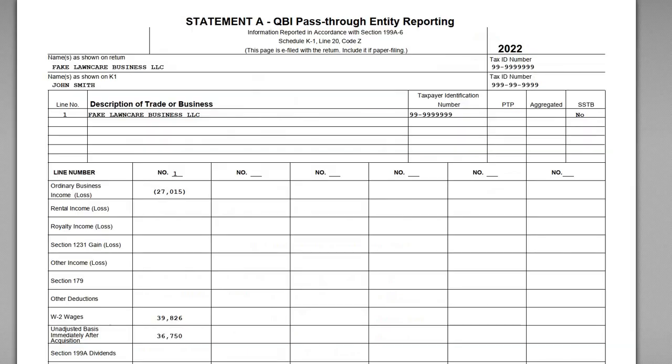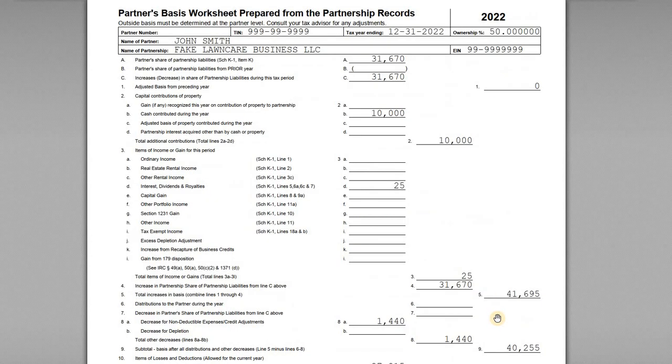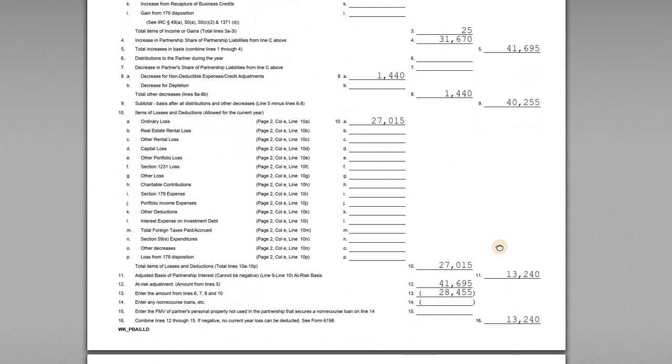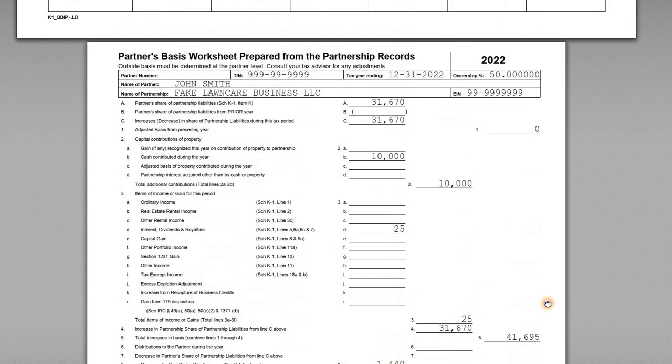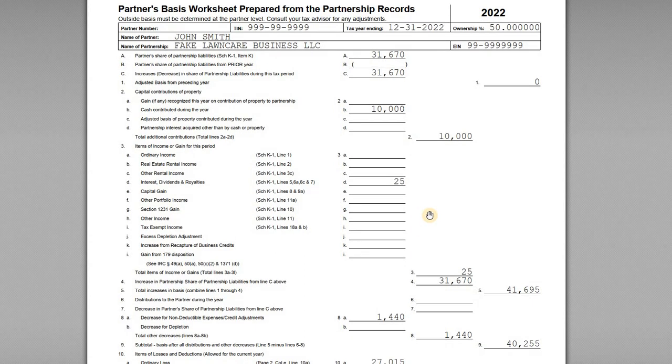Right. Now, again, the reason why that's important is because when John reports all this information on his return, if he has allocations of losses in excess of his basis, he generally cannot take those deductions. They're suspended losses. If he's allocated distributions, so if he took cash distributions in excess of basis, there might be a capital gain inclusion. Right. So that's why these basis worksheets are very, very important for the partners. And if this was an S corp, very important for S corps as well.